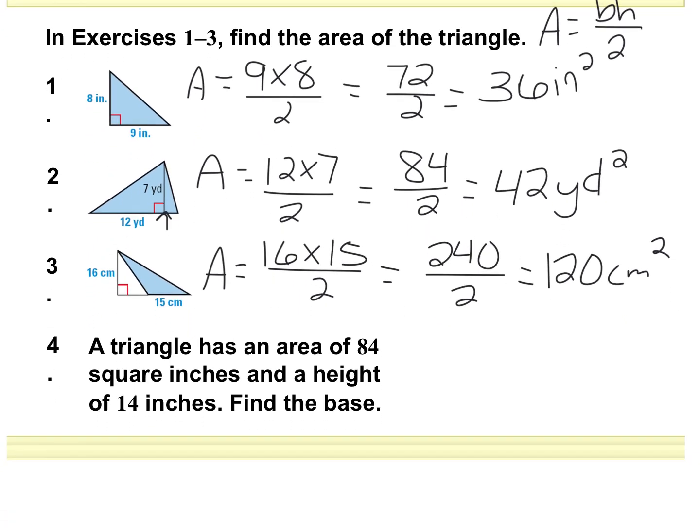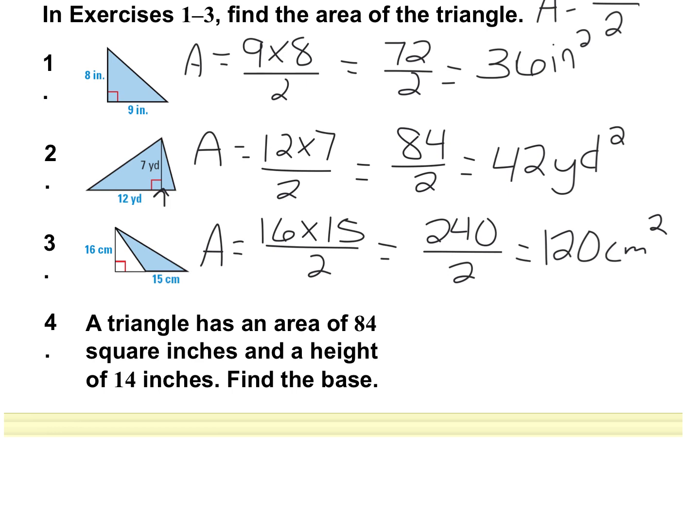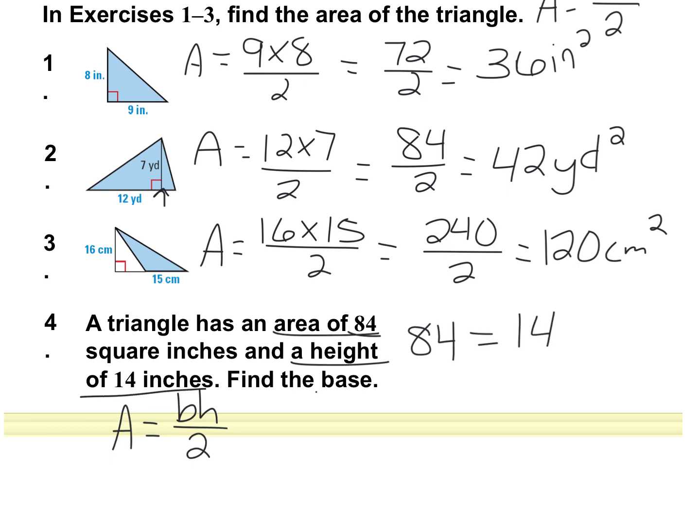Okay, number 4 says a triangle has an area of 84 square inches and a height of 14 inches, and wants us to find the base. Again, I'm going to emphasize using your formula. Don't try to cheat it. Use that formula to help you out. Plug in what you know. We know the area is 84 inches squared, and the height is 14 inches, and we're looking for the base, and then we divide by 2. So there, I just plugged in what I know.